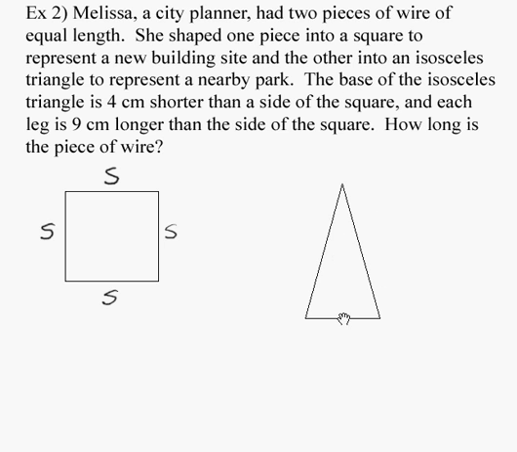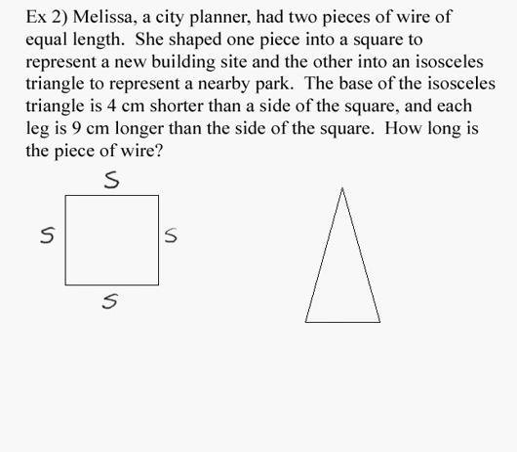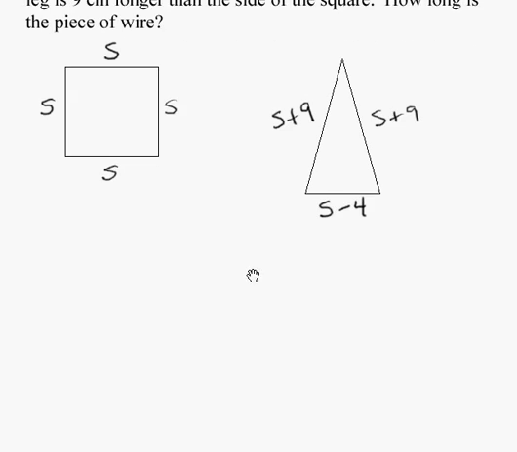Now let's look. The base, the short side of the isosceles triangle, is 4 shorter than the side of the square. From yesterday, we know that translates into S minus 4. Each leg of the triangle is 9 centimeters longer than the side of the square, so that's S plus 9. All right, we've got our diagrams.